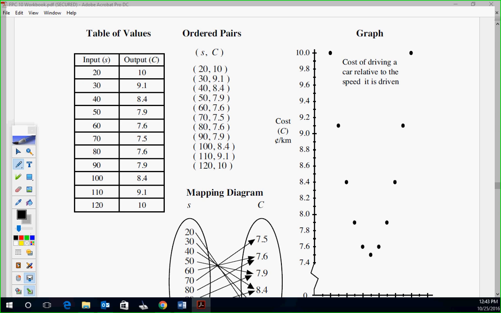Anyways, it's a little bit of a curved relationship. That's why you see this curve right here. That's a curve. That's a parabola, right? Parabola. Okay?